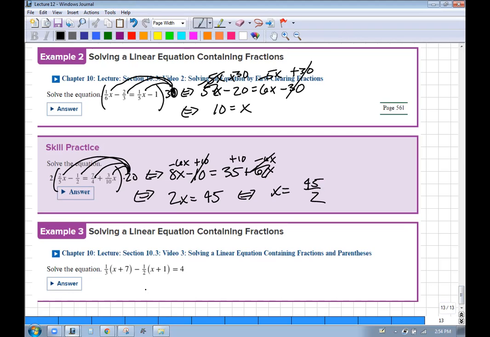This one, we got a 3 and a 2. We'll multiply everything by 6. So 6 times this thing, 6 over 3 is 2. Now this thing, 6 over 2 is 3. And then 6 times 4 is 24. Now let's get rid of the parentheses.